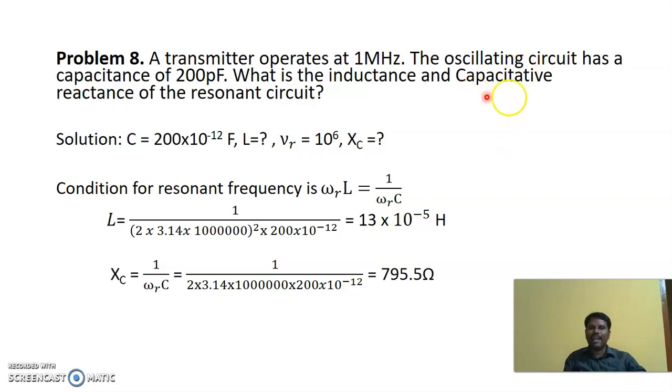To find the capacitive reactance, we know that X is equal to 1 over omega C, which is 1 by 2 into 3.14 into frequency, which is 1 megahertz, into capacitance 200 into 10 power minus 12. So, the capacitive reactance is found to be 795.5 ohm.